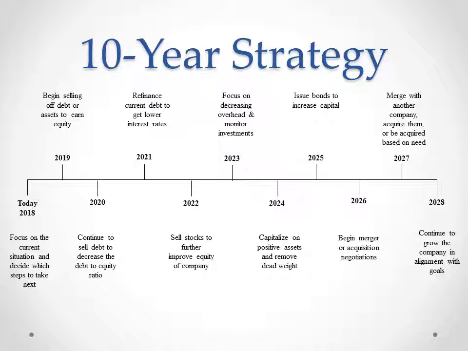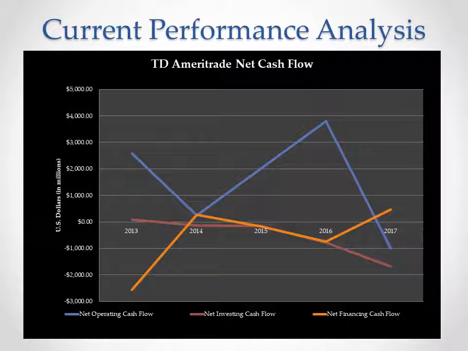As can be seen, this is 10 years, so starting from today, where we will focus on the current situation and decide which steps to take next, and then finally in 2028, continue to grow the company in alignment with our goals. It was imperative to perform financial analysis of the company to further understand the current performance, identify weaknesses, and determine a strategy to improve.